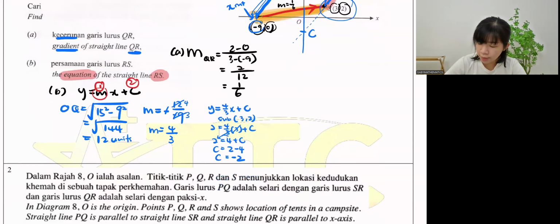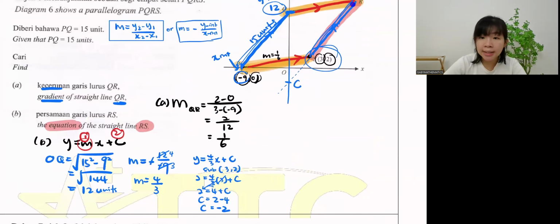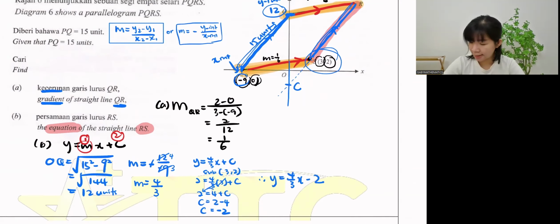Okay, you check the diagram, is it logical if c is -2? Just now, I extended the line long enough until it touches the y-axis. So you see, the c is below 0. We should get a negative answer. And we got a negative answer. So it means your answer has a high chance to be correct in the exam. If you get some weird answer, please check the working again. So the equation, write one more time: y equals 4/3x minus 2. Okay, this one question is done.